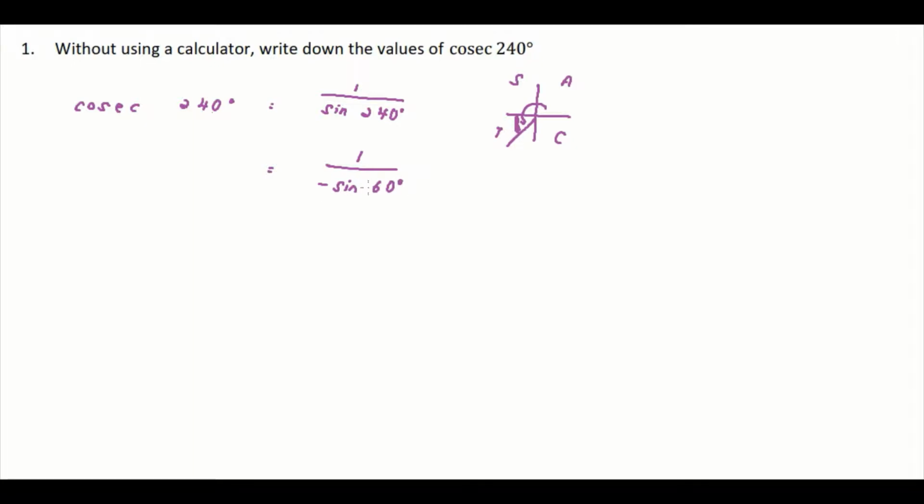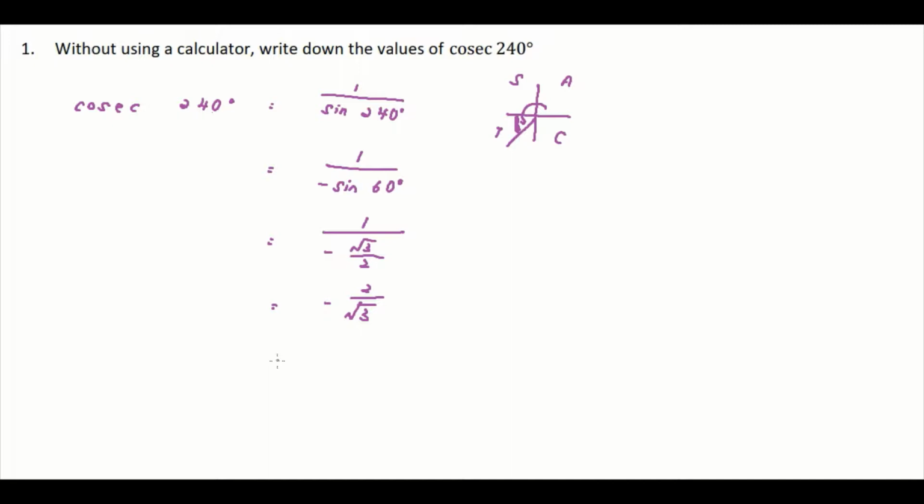So now you have this special angle already. So what is sine 60? The exact value of sine 60 will give you square root 3 over 2. Then you rewrite them again, so it gives you negative 2 over square root 3.